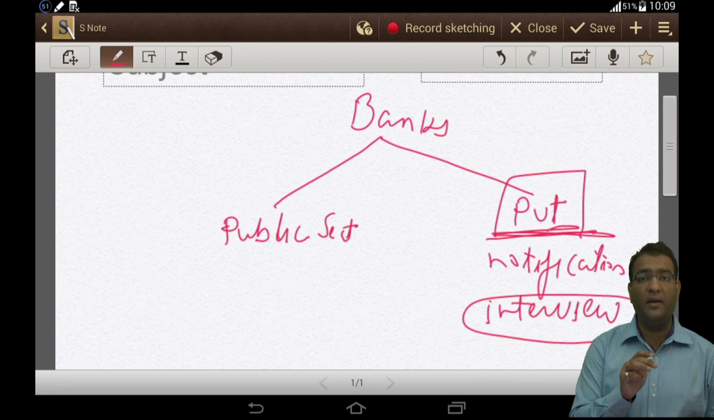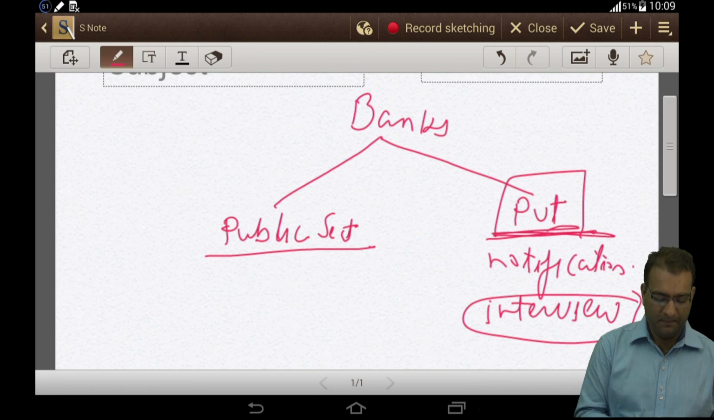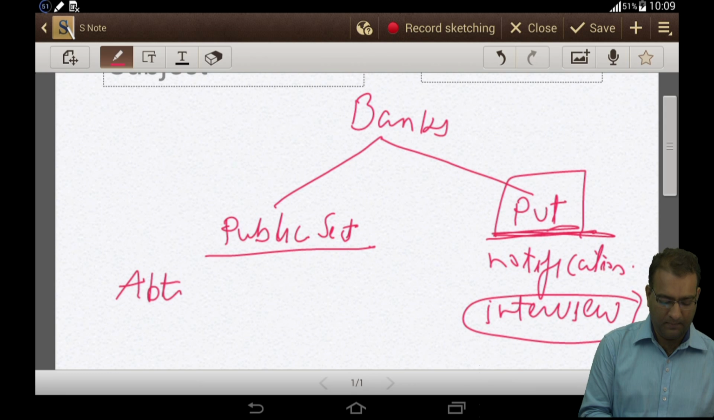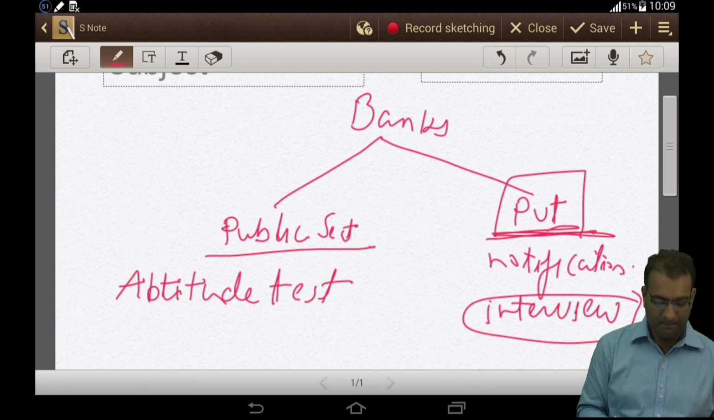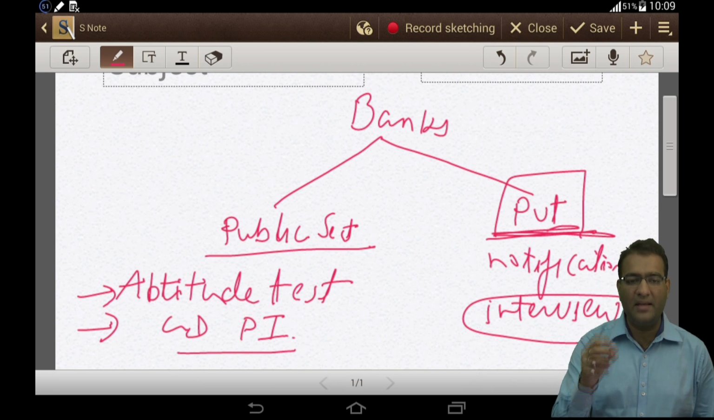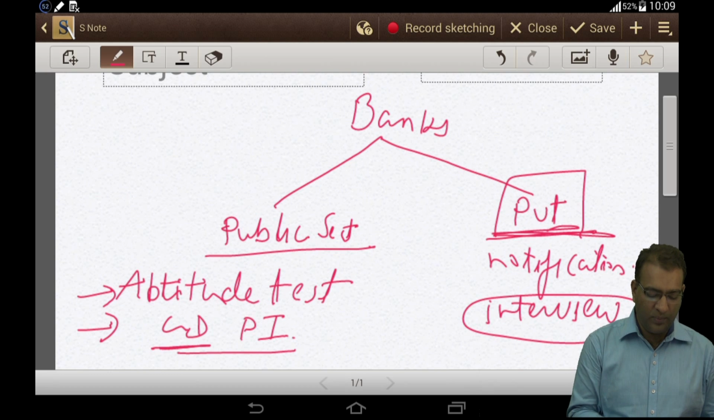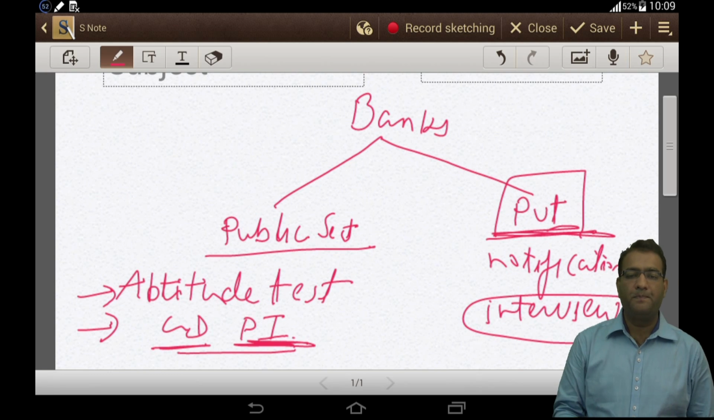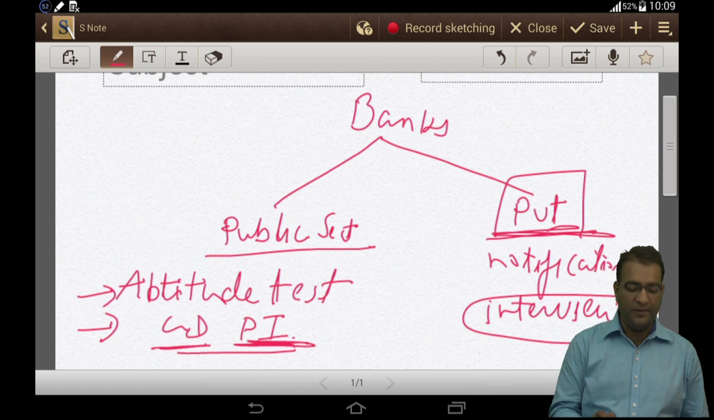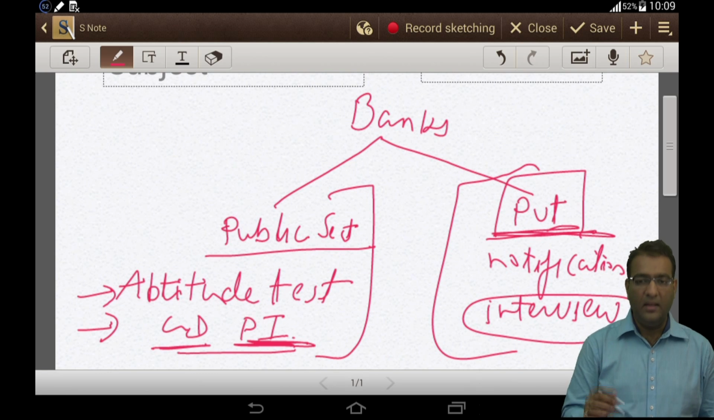Whereas for public sector banks, all public sector banks, there is one process, right? The process is first an aptitude test, and then a group discussion and personal interview. It's compulsory. So all public sector banks take an aptitude test, group discussion and personal interview. GD means group discussion; personal interview we already know. So this is the overall selection process of public sector banks and of private sector banks. Right? Now let's move further.